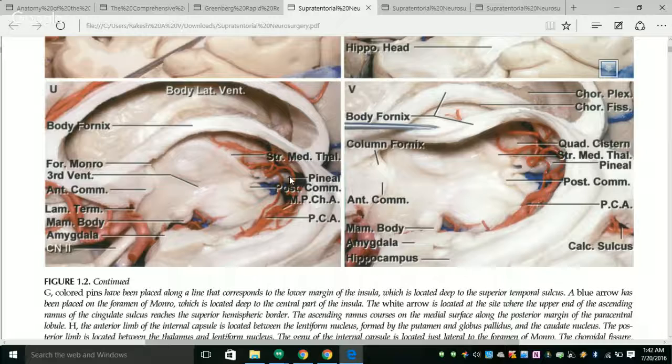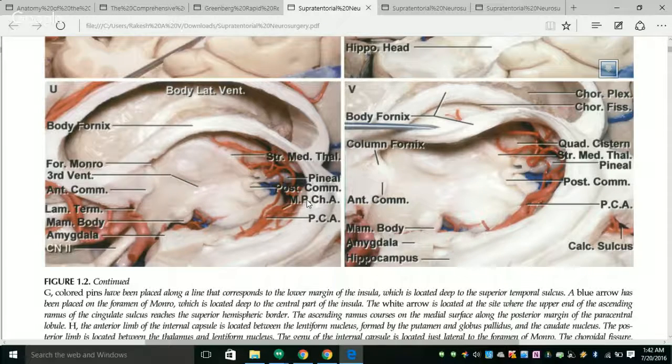Opening the choroidal fissure in the temporal horn exposes the ambient cistern and posterior cerebral arteries. The medial posterior choroidal arteries are exposed in the quadrigeminal cistern.